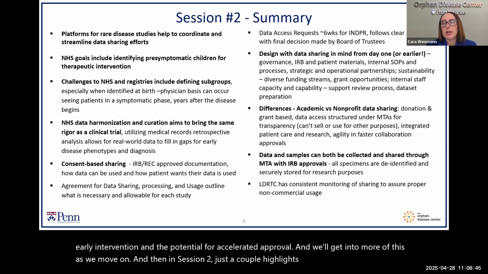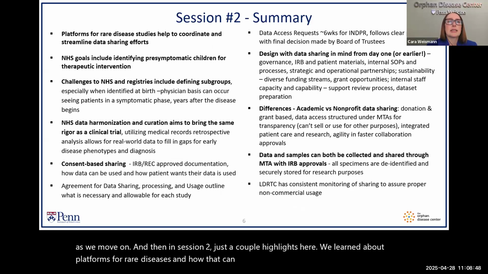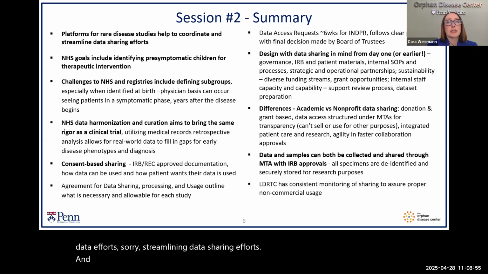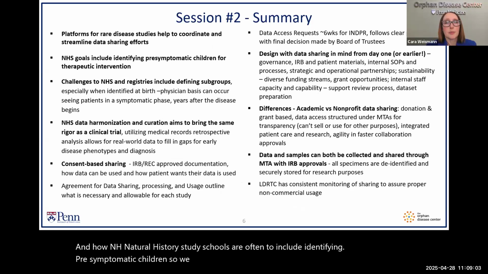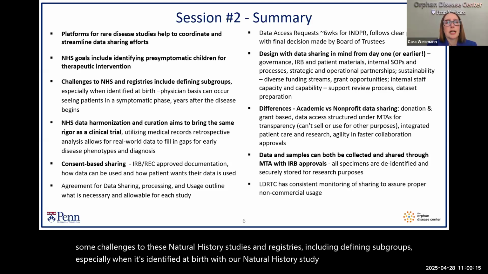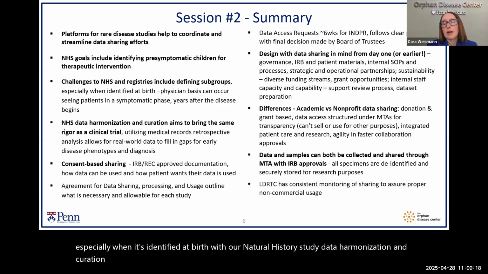We learned about platforms for rare diseases and how that can help to study and coordinate streamlining data sharing efforts, and how natural history studies' goals are often to include identifying pre-symptomatic children so we can intervene therapeutically appropriately. But there are some challenges to these natural history studies and registries, including defining subgroups, especially when it's identified at birth. With our natural history study data harmonization and curation aims, they want to bring the same rigor as a clinical trial so they can be used as such.